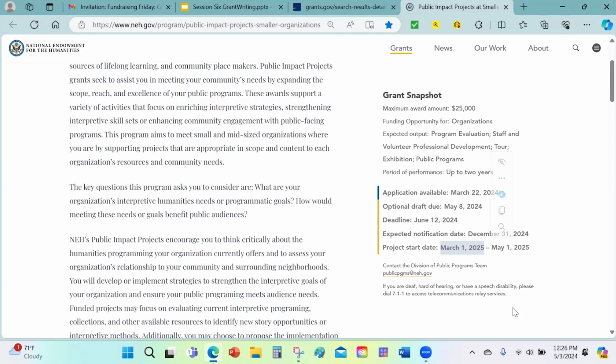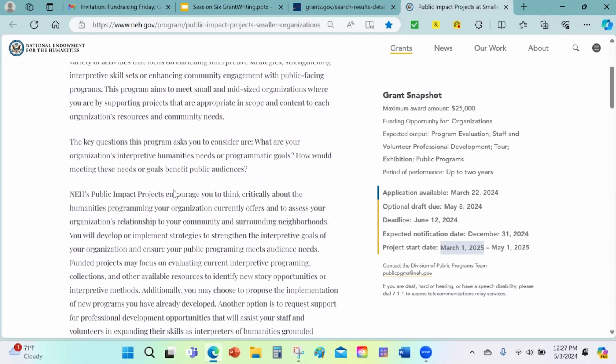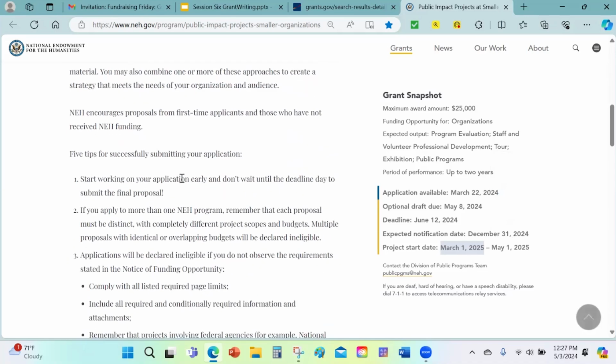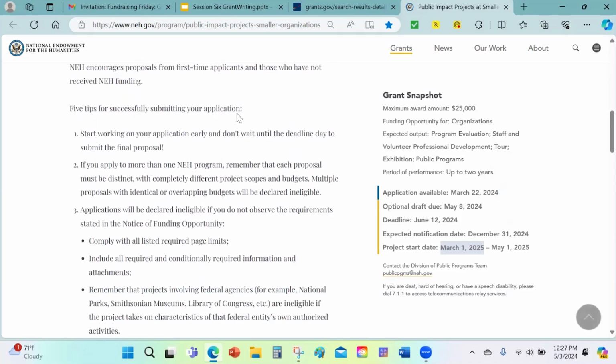So we're going to use this money, right? We're going to start this project that we're planning now between March 2025 and May. That's going to be the start date. And we will find out in December of 2024 if we have been awarded this grant, right? And then it gives you some general information. And then they give us 5 tips for success.